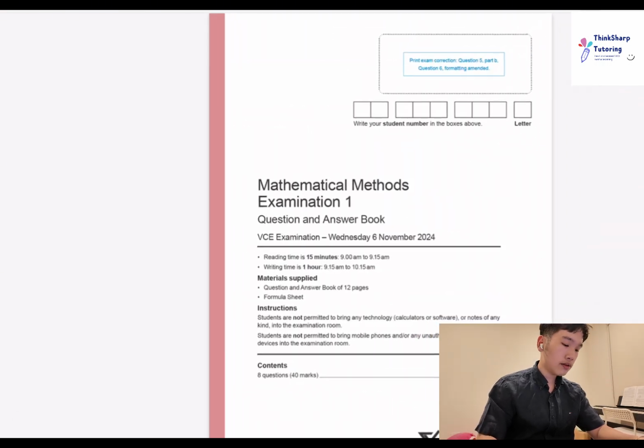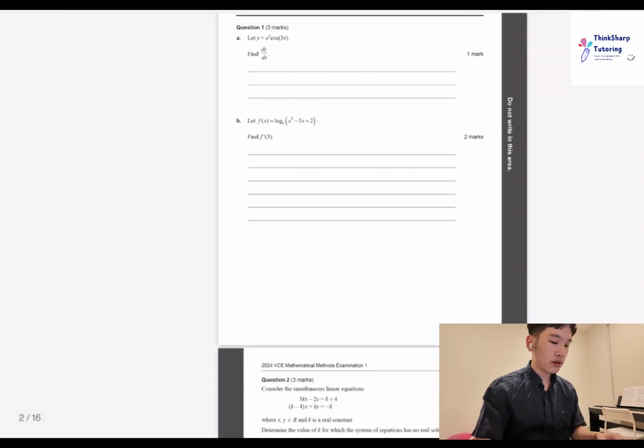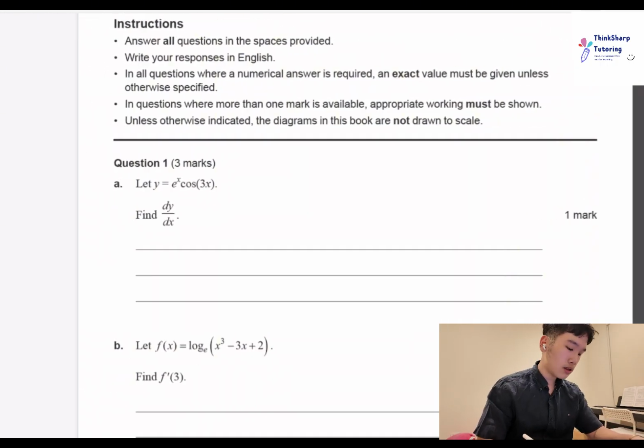All right, and we have the 2024 Methods Exam 1, and today we're going to go through every question of them. So, start with question 1. This is an easy diff question.